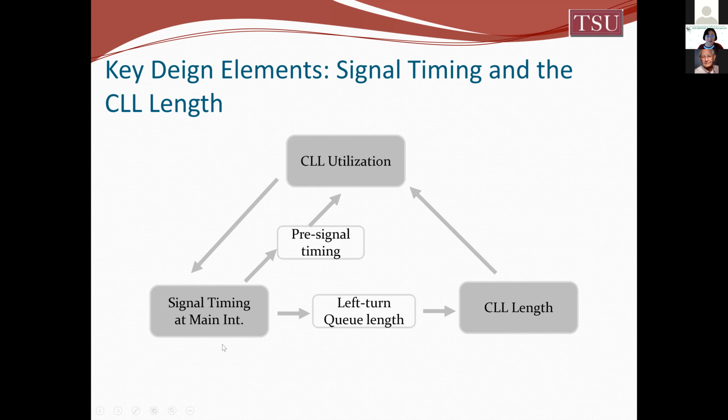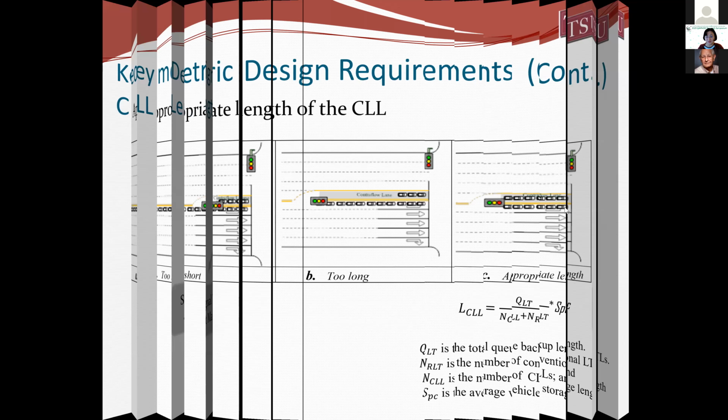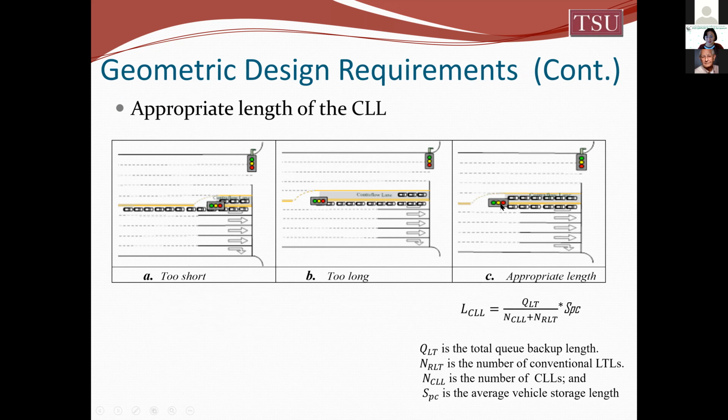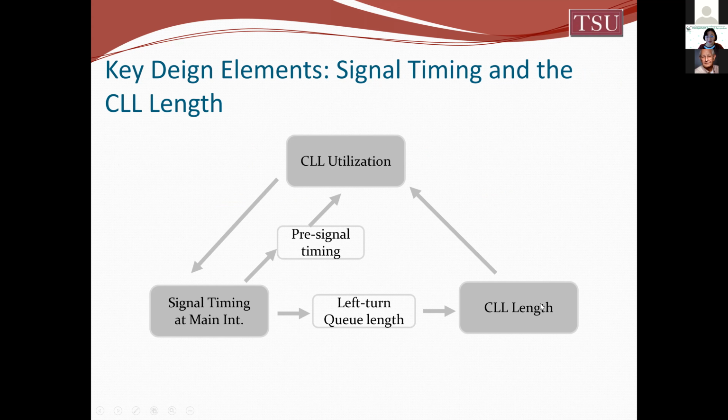So the main intersection signal timing is affected by the contraflow lane utilization, and meanwhile the signal timing at the main intersection also determines how long the left-hand queue length will be. As I mentioned, the left-hand queue length decides how long the contraflow left-hand lane should be, because we want to balance the queue length. So the signal timing also determines the contraflow lane length, and then the contraflow lane length itself also affects the lane utilization.